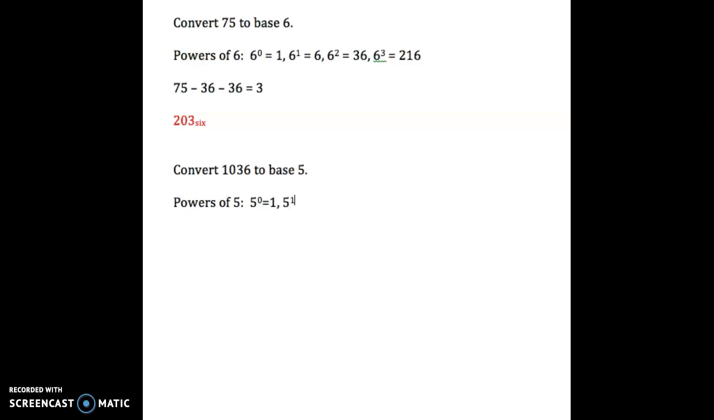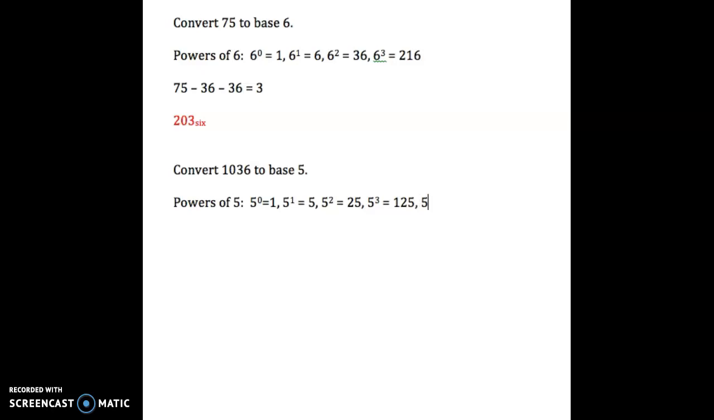5 to the first power. That's 5, but we got a long way to go before we get to 1036. 5 to the second power is 5 times 5, or 25. Yep, still going. 5 to the third power is 25 times 5, which is 125. Think of having 5 quarters. Well, we're getting warmer, but we're still not there yet. So let's try another one.